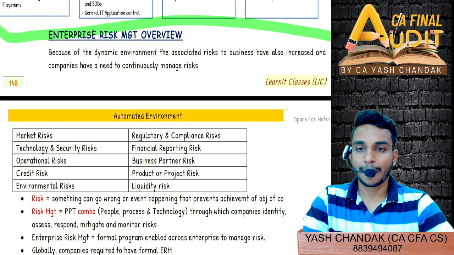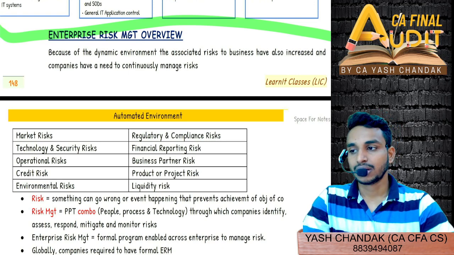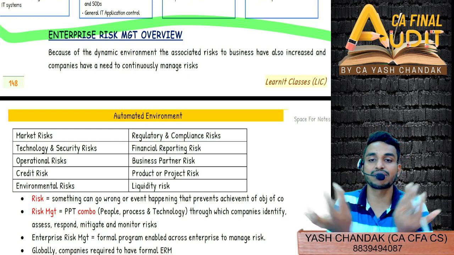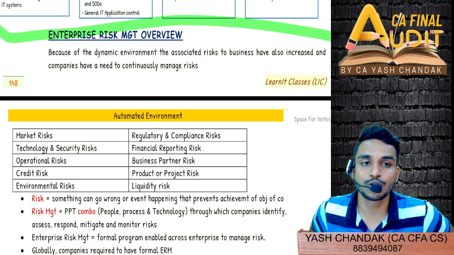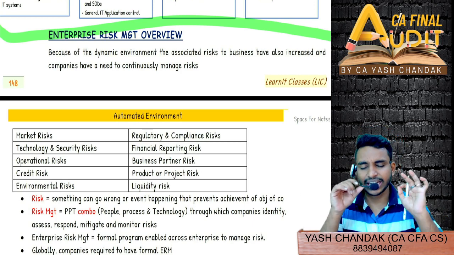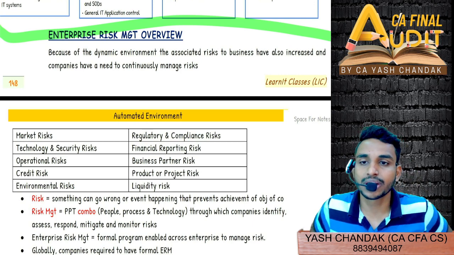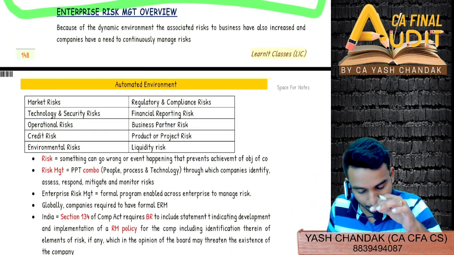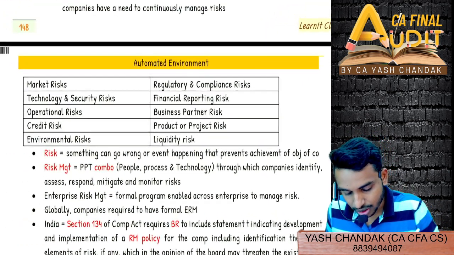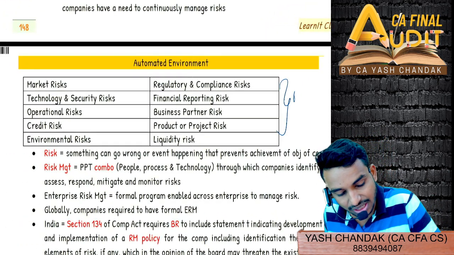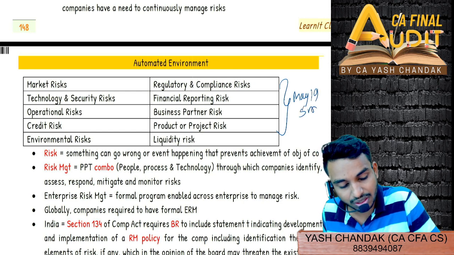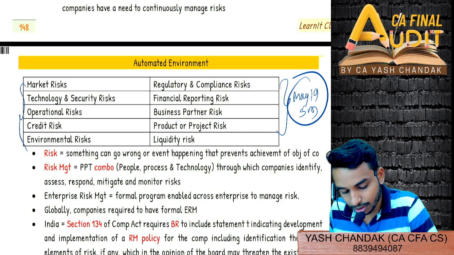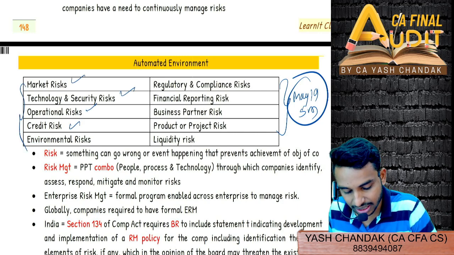Enterprise risk management, that means a system by which we are managing risk enterprise wide, entity wide. Be it any risk in the entity, it will be covered by enterprise risk management. They have first started with examples of risks that an entity generally faces, and this was asked in May 19 for 5 marks. You can see a few risks here: market risk, technology security risk, operational risk, credit risk, environmental risk.